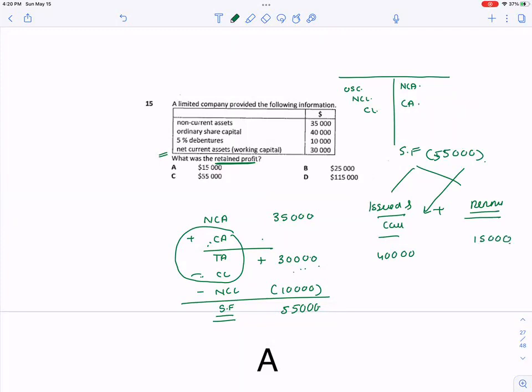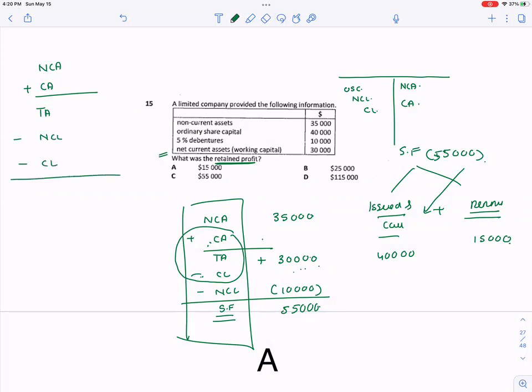Okay. Let's do this format again. Non-current assets plus current assets, total assets, minus non-current liability minus current liability will give us shareholders funds.